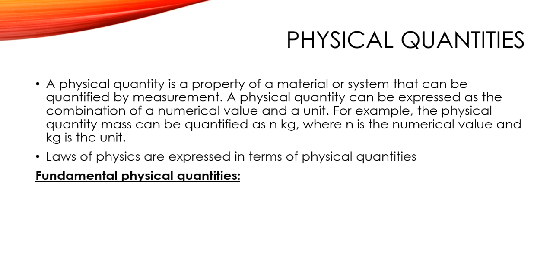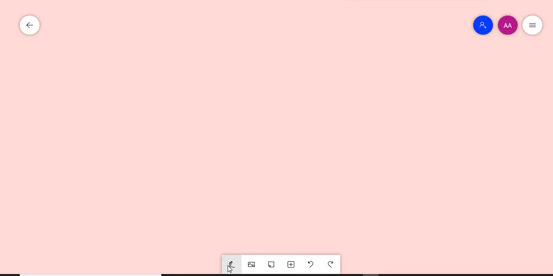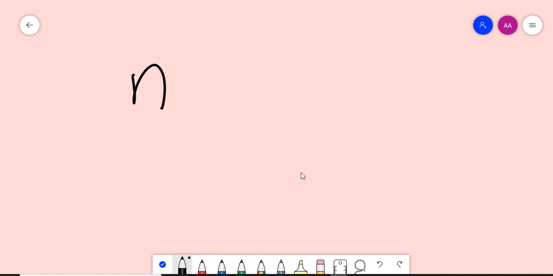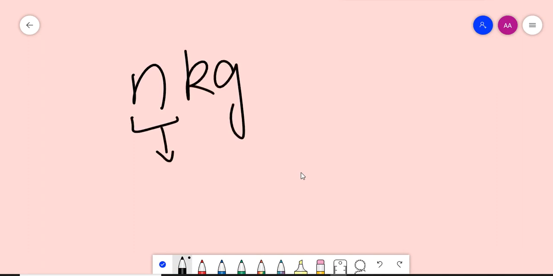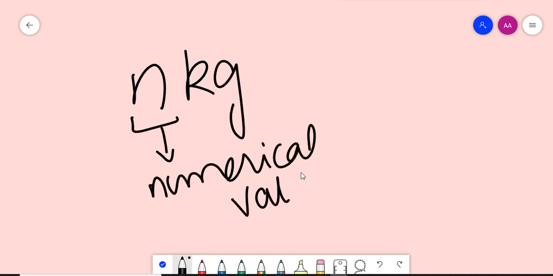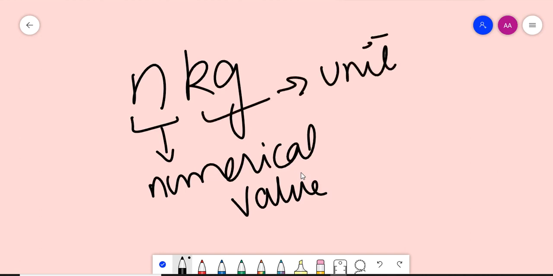And laws of physics are expressed in terms of physical quantities. Here we can take an example of a physical quantity. We have learned that it must be n and kg, where n is the numeric value and kg is the unit. Like the kilogram is actually a unit.